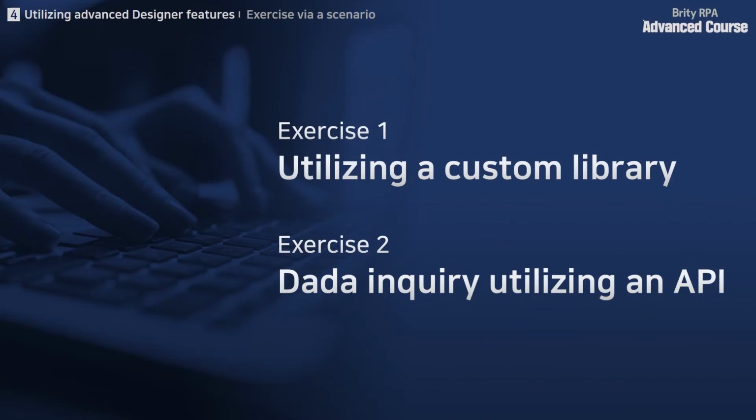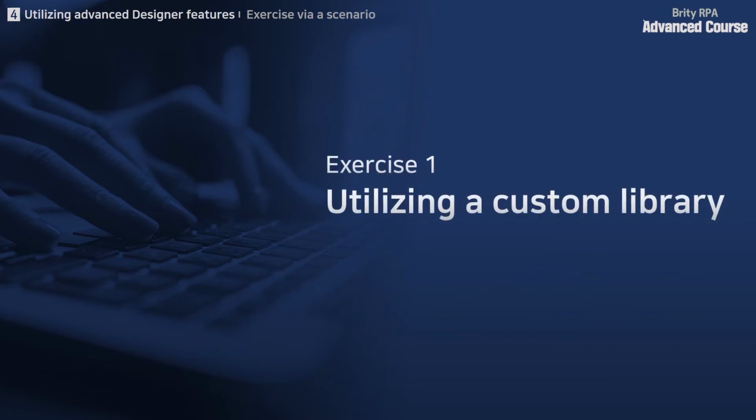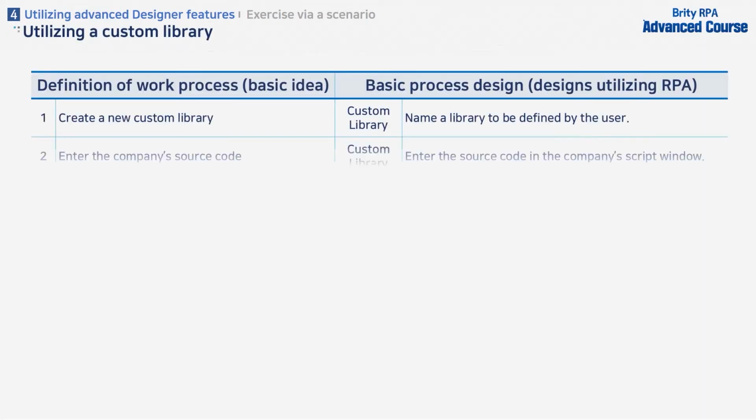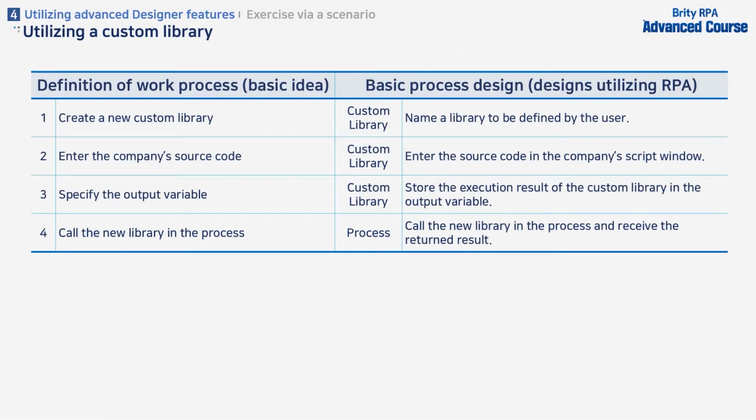From now, let's take a close look at the advanced features of Brity RPA. The exercise will include 2 examples for utilizing a custom library and inquiring data by utilizing an IPA. Let's begin the first exercise. Let's begin the exercise for creating and utilizing a custom library. First, define the work process as follows and design the basic process that will be implemented by utilizing RPA. Then, create and execute tasks and review the result.